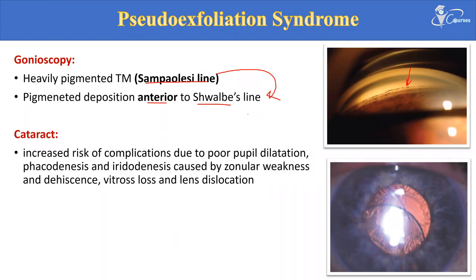So again, the Sampaolesi line is a heavily pigmented line present anterior to the Schwalbe's line, which occurs in pigment dispersion syndrome and pseudoexfoliation syndrome, but it's more common in pseudoexfoliation syndrome. So what is the problem for those patients as an ophthalmologist? Well, we have two main problems, the cataract and the glaucoma.